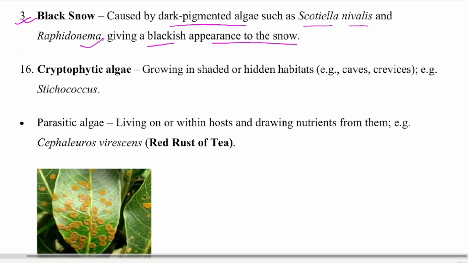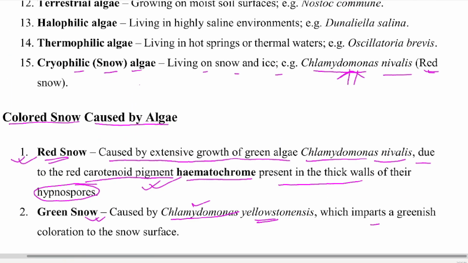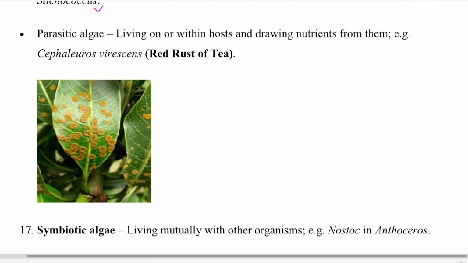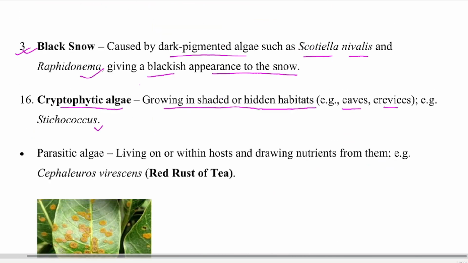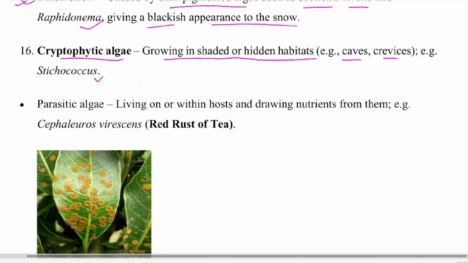And the next one is the cryptophytic algae, which grows in shaded or hidden habitats, for example caves and crevices. Example: Stichococcus, this is a cryptophytic algae. Previously I discussed the cryophilic algae, that is snow algae, and the second last one is the cryptophytic. Crypto means it grows in shaded or hidden habitats. This is the example with Stichococcus.